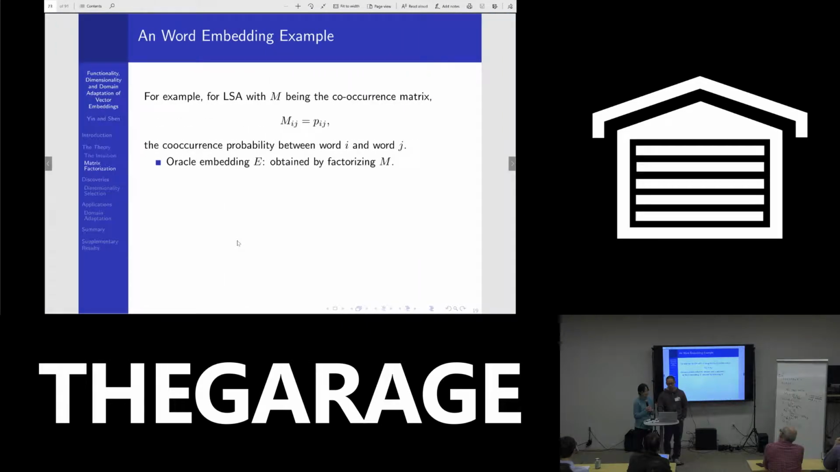So here it's an example where, if we use the co-occurrence probability to do the embedding training procedure, we have this oracle embedding that's obtained from factorizing the actual co-occurrence matrix. And when we're doing training, we're doing factorization on the estimated co-occurrence matrix.